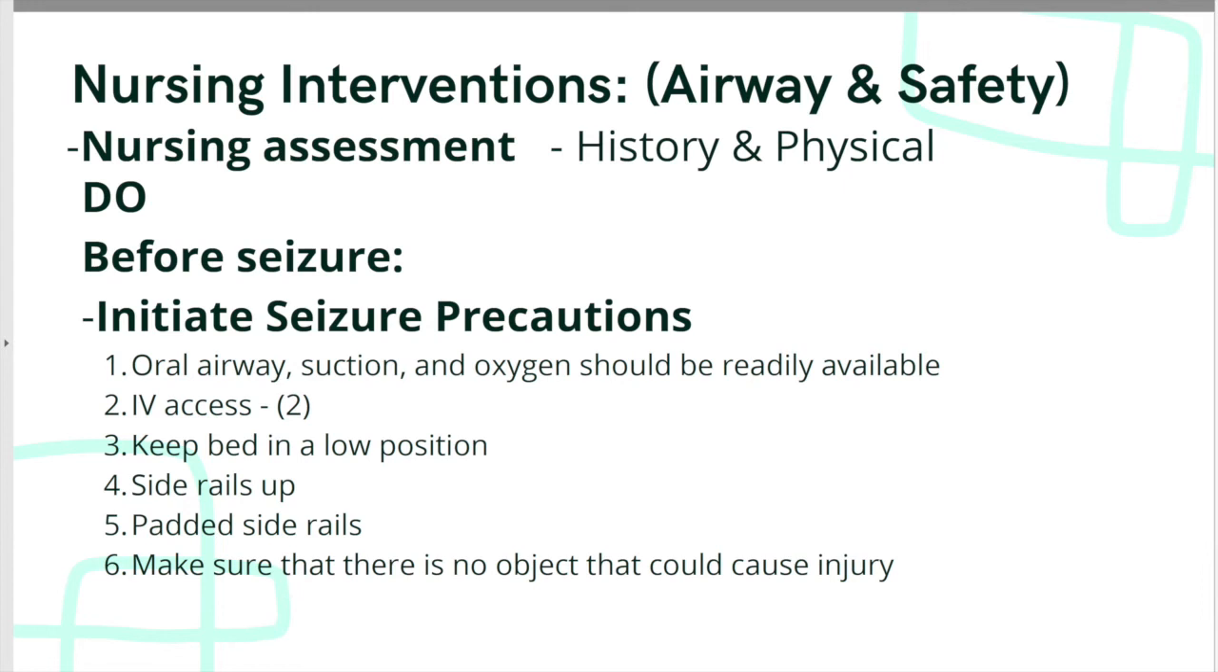So, what are we going to do with the patient before seizure? Before seizure, we should initiate seizure precautions. We should assess the patient for signs and symptoms of seizure activity, such as his report of an aura or twitching of muscle groups, especially in his face or hands. An oral airway, suction, and oxygen should be readily available.